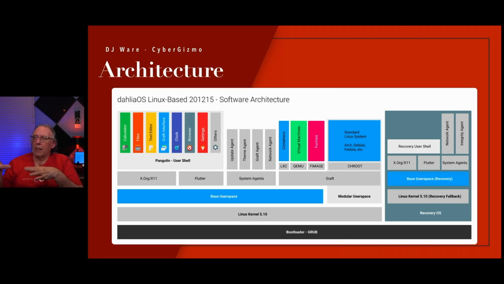So then you have your LXC, which is your containers. It does not do Docker, it does LXC. You also have QEMU for your virtualization, and then FImage, which is your Fuchsia-based applications over on that side. Then Chroot, which says standard Linux system, so I'm thinking that's probably a standard Linux Chroot. I hope that's not the case because that would really be unfortunate. There are better ways of doing Chroot today than the old Linux way of doing it. But then you have the Recovery OS over on the right-hand side.